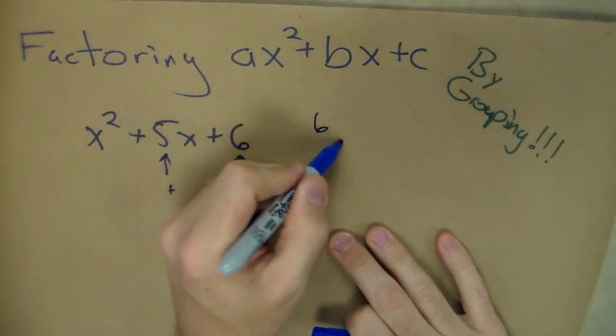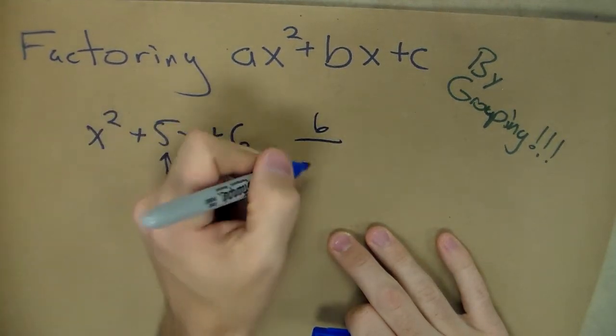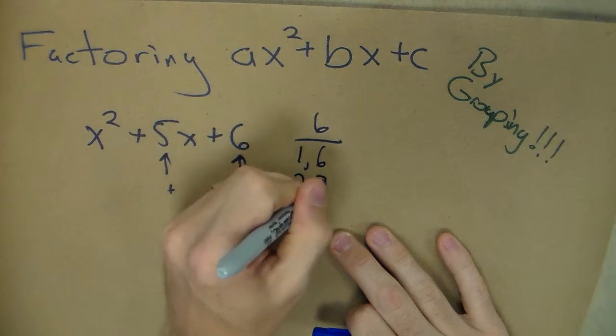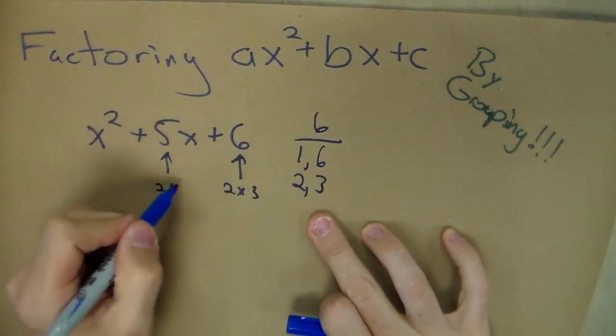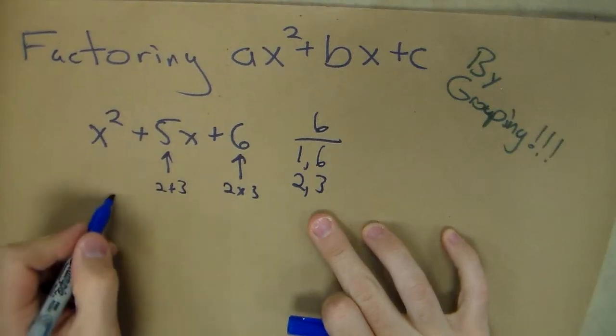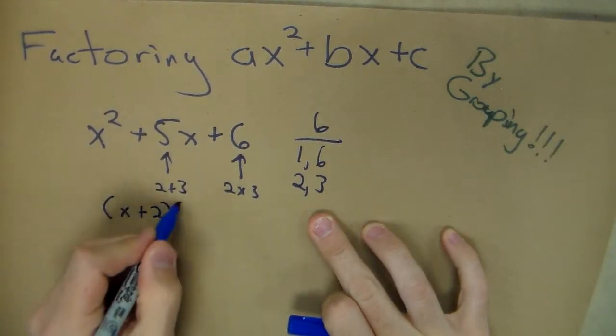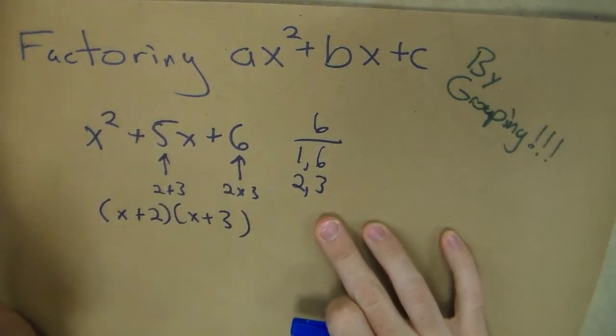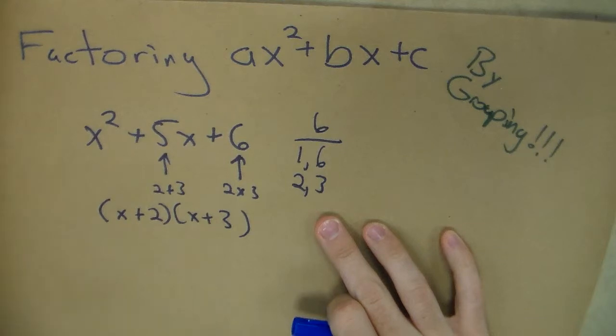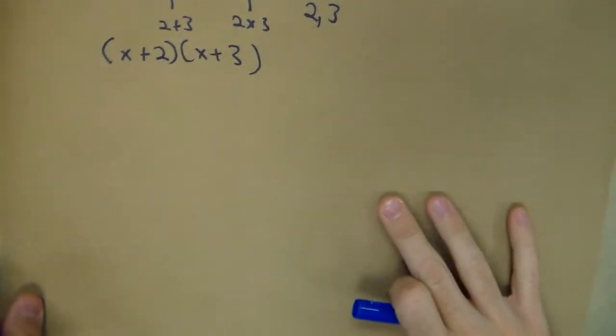And typically what we had to do was look at the factors that get us to 6. 1 and 6, 2 and 3. Well, 2 times 3 is 6. 2 plus 3 is 5, so we made this x plus 2, x plus 3, and those were our factors. We're going to take that same idea, but now when we put a coefficient out in front, we have to pay attention to what that coefficient is.